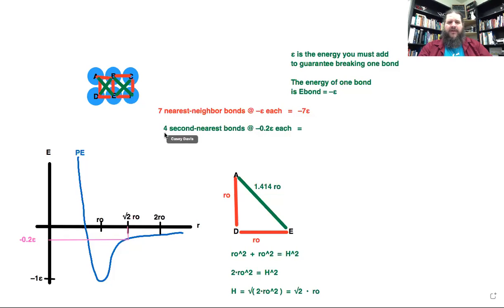Then we can multiply those: number of bonds of that type times energy of each of those bonds. We get -0.8 epsilon. So that's the energy contribution of just those second nearest neighbor bonds. And by the way, how does that compare to the energy from all the nearest neighbor bonds?